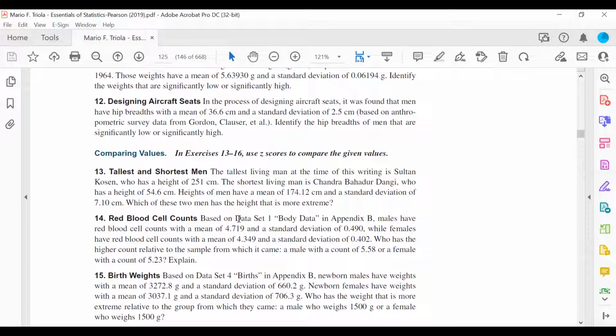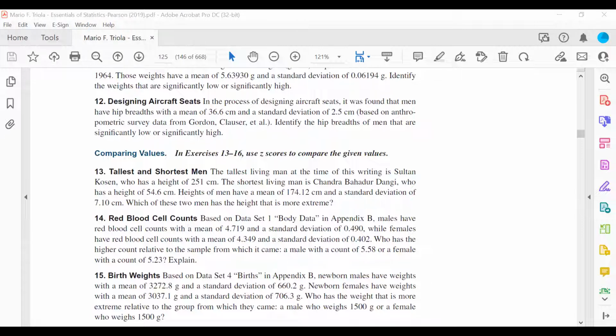54.6 centimeters. You can look it up. You can look at both of them. There's a picture. If you Google, there's a picture of both of them standing side by side next to each other. It's amazing. Look it up. It should be on there. Okay, so we want to know who is relatively far away.